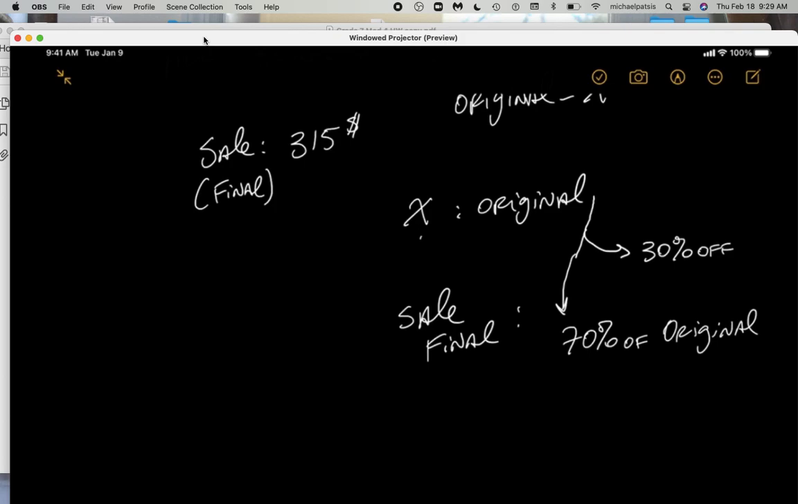They tell us that the sale price is $315. So we have two pieces of information about the sale price. The first thing is that we know it's $315.